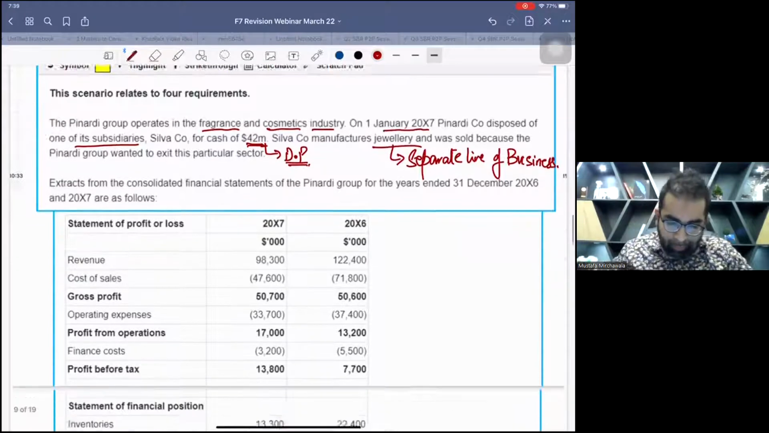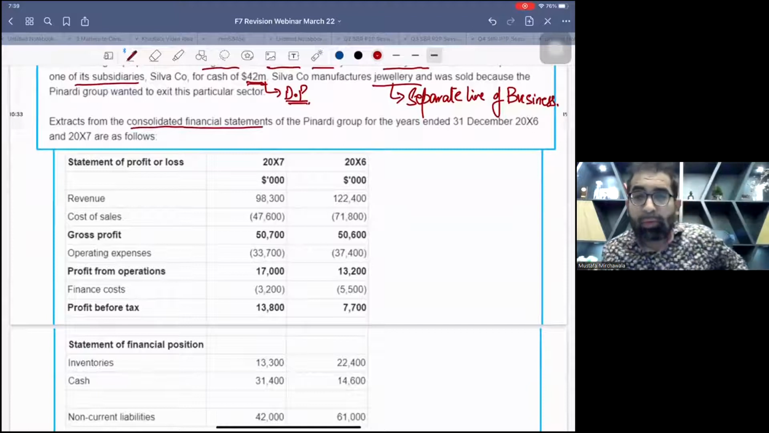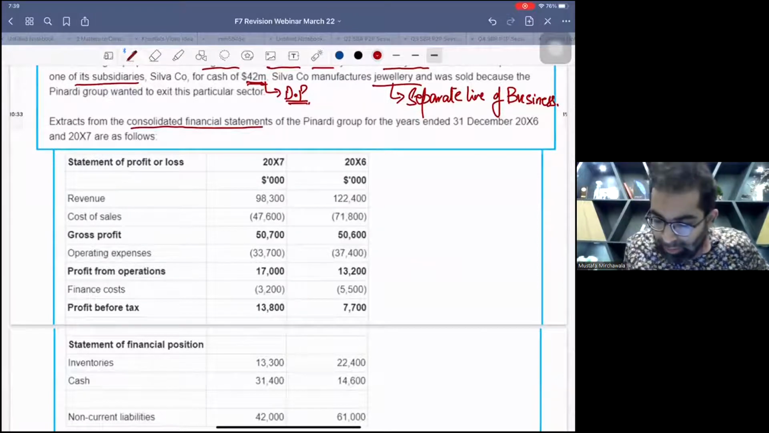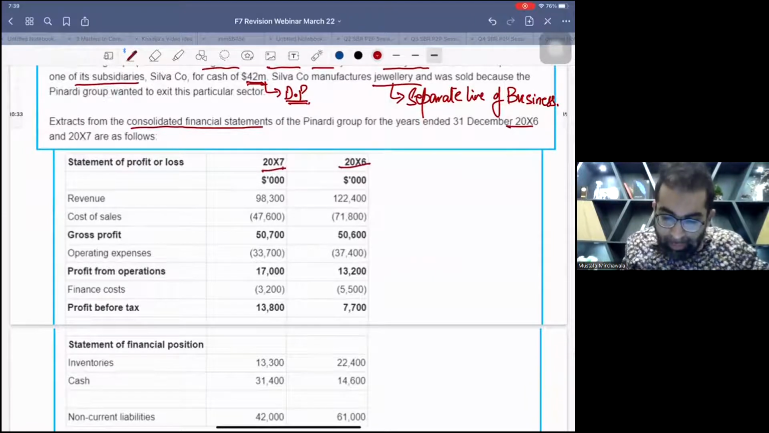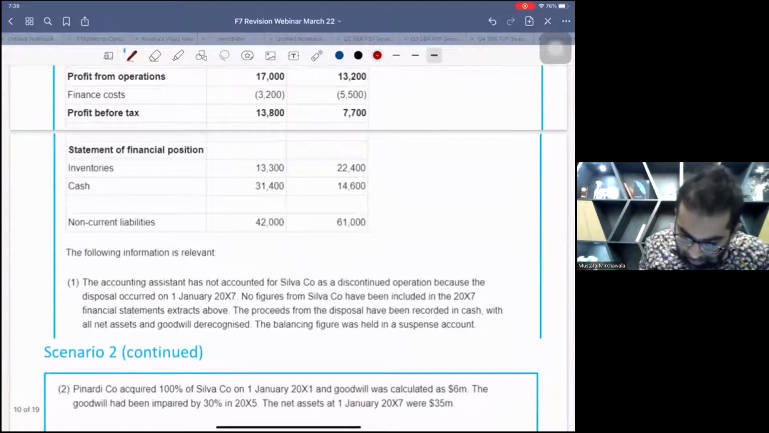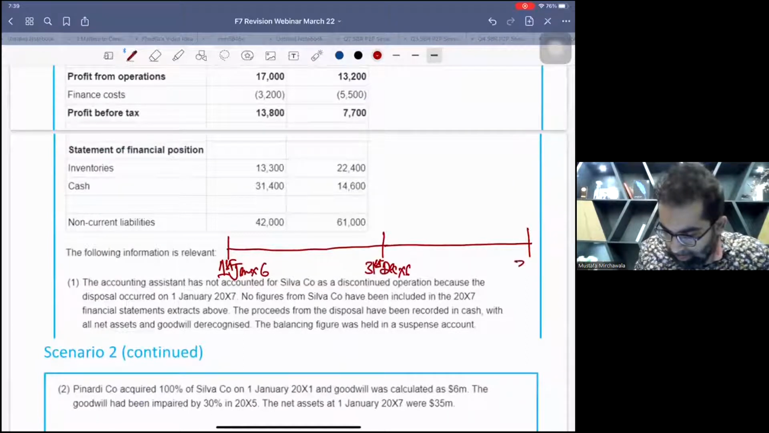Now start. Extracts from the consolidated financial statement. Now you need to work hard. Consolidated financial statement of Pinardi Group for the year ended 31st December X6 and X7. Now wait. Let me write the accounting period for you. See, this is 1st January X6. This is 31st December X6, okay? And this is 31st December X7.